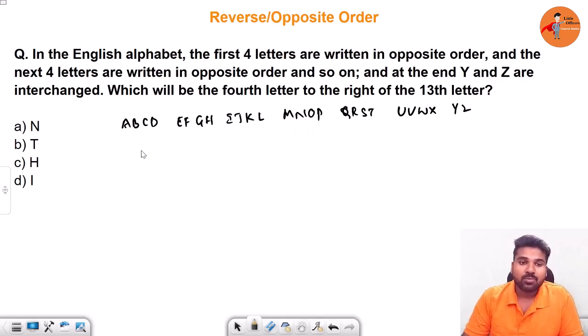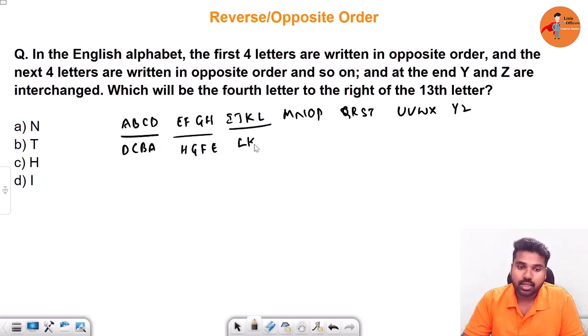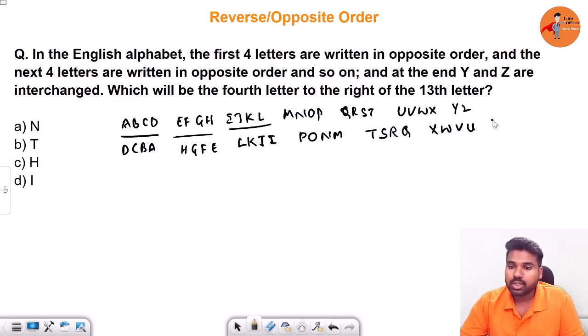Okay, done. Now what is being done? The first 4 letters are given in the opposite order. That means D C B A. Next 4, H G F E. Next 4, L K J I. Next, P O N M. Next, T S R Q. Then X W V U, Z Y.